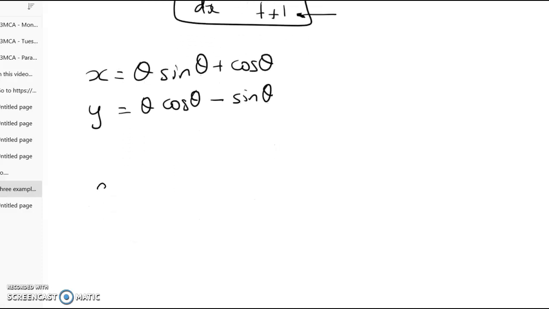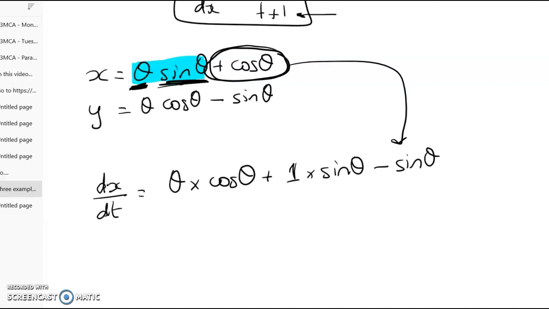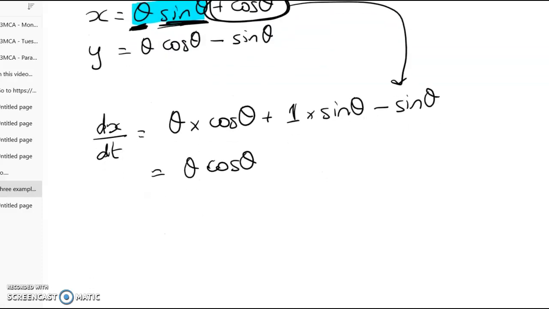So dx by dt is going to require the product rule for this bit here. I've got theta times a function of theta. So dx by dt will be theta times cos of theta plus 1 times sine theta minus sine theta, because when I differentiate cosine of theta, I get minus sine theta. Cleaning that up gives me theta times cos of theta, which is quite nice.